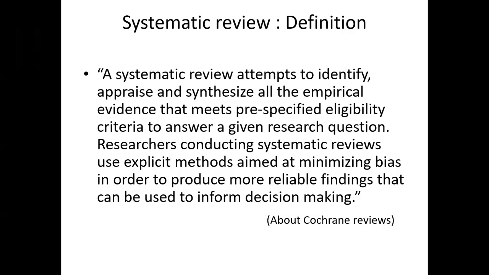Researchers conducting systematic review use explicit methods aimed at minimizing bias in order to produce more reliable findings that can be used to inform decision making. So the evidence should not have biases. If we have biases, the answer that you are going to give should be a wrong answer. So to avoid biases, there are some methods that should be applied to that research. During the course of the presentation, we'll go through those methods. Let's continue.